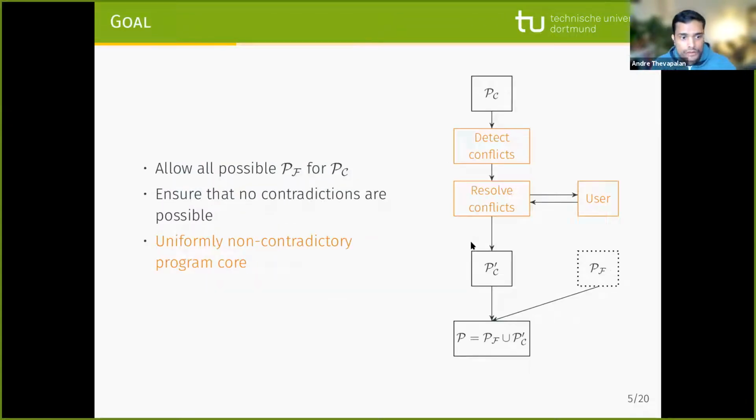So our goal is to resolve all the potential conflicts so that we can allow all possible input data for a given program core or for a modified program core. Such a modified program core where all these potential conflicts are resolved, we will coin uniformly non-contradictory program cores.